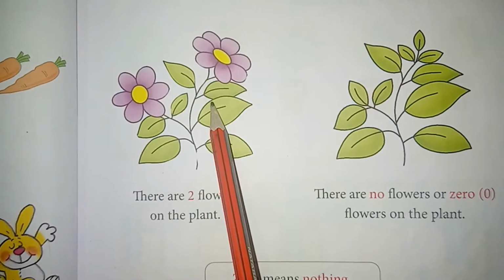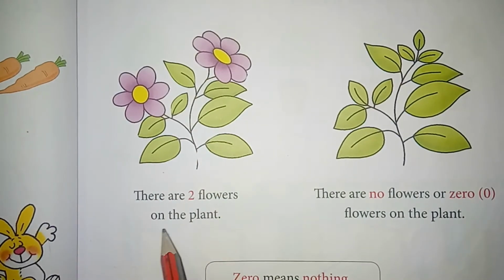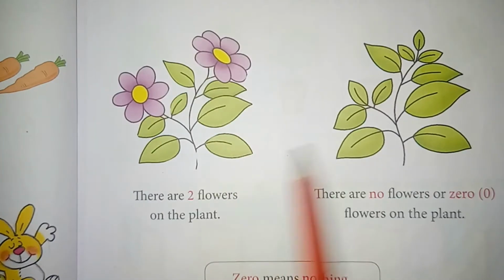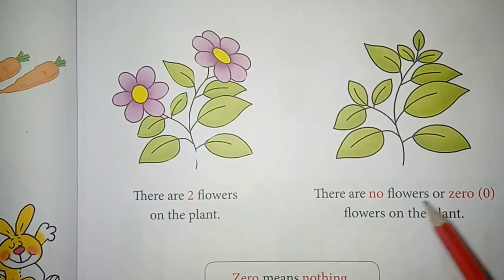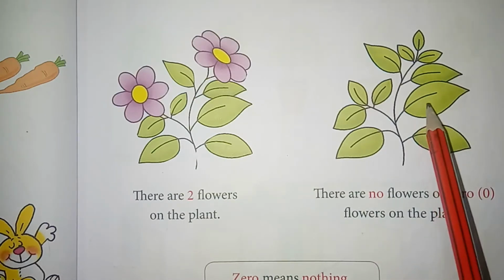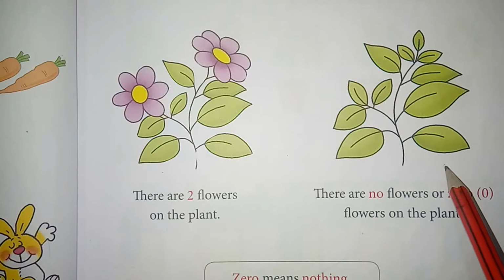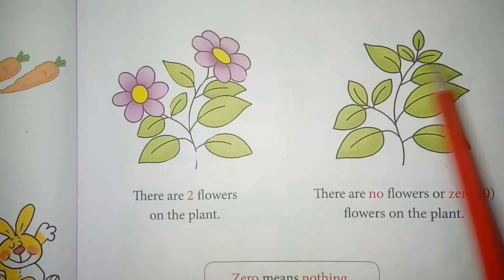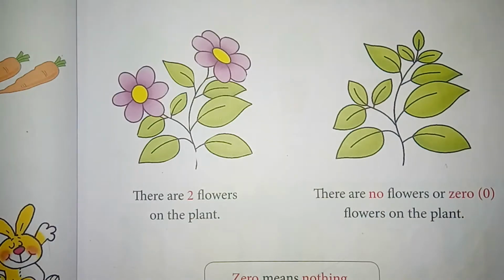Now, there are 2 flowers on the plant. How many flowers are there? 2 flowers are there. There are no flowers, or 0 flowers, on the plant. Can you see any flower on the plant? No, it means there are 0 flowers on the plant.